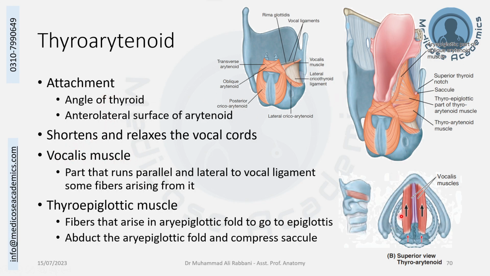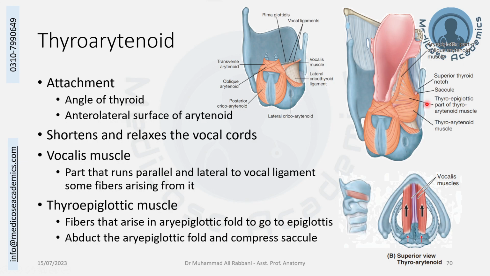This is the vocalis part that is purely parallel to the vocal cord, and then there is a part that is expanded up along the aryepiglottic fold to the free margin. This part is better known as the thyroepiglottic part of this muscle, sometimes known as a separate muscle, the thyroepiglottic muscle. It attaches to the aryepiglottic fold, and will pull the aryepiglottic fold towards the thyroid cartilage. In other words, it will be opening the laryngeal inlet. It will be getting the thyroid cartilage laterally.